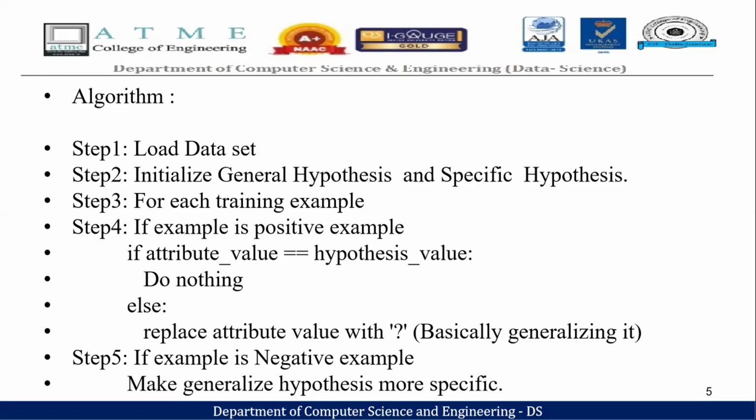Initially you are taking both hypotheses, one is general, another one is specific. If you get a positive example, then you should update the specific hypothesis, just like the Find-S algorithm. If you encounter a negative example, then what should you do? The general hypothesis has to be made more specific. You need to make that more specific.